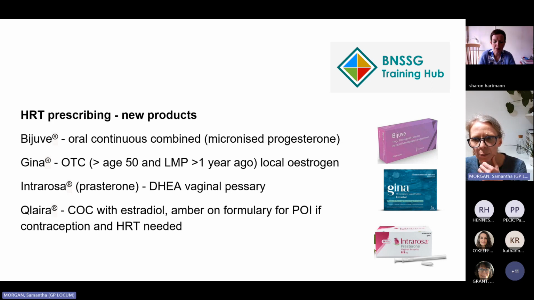Got Intra Rosa, which is this DHEA pessary. Haven't used that yet. The head-to-head studies seem to show that it's not much more effective actually than just emollient use, so I'm not quite sure on its remit as yet. And then we've also got Clara, which is this contraceptive HRT, it's known as. So it's a combined pill with estradiol. It's amber on the formulary for POI, if somebody needs contraception as well as HRT.